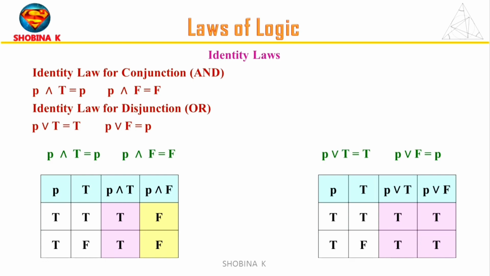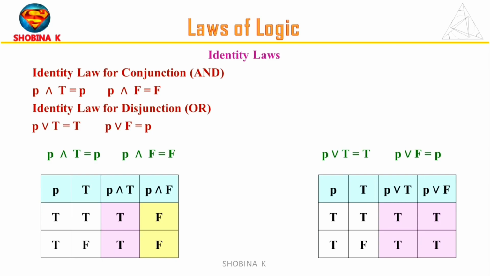Next up we have identity law for disjunction. P or T equals T. This law states that if you combine a proposition P with true T using the OR operator, the result is always true. P or F equals P. If you combine a proposition P with false F using the OR operator, the result is always P.